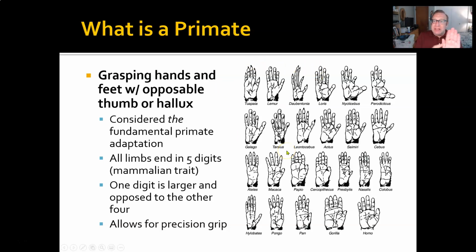But the trait is still there. That big toe is still there. You can see the remnants of this trait of having opposable large digits on all of our hands and feet. The same is true of all primates. They have grasping fingers and toes.